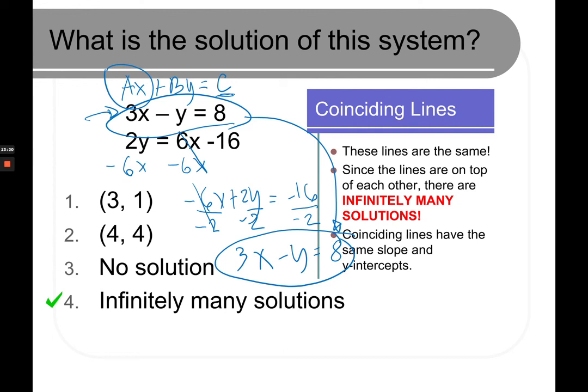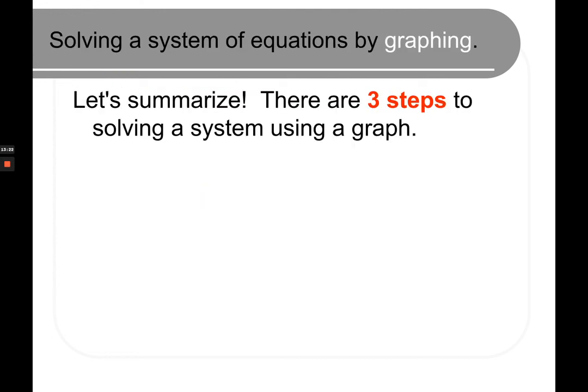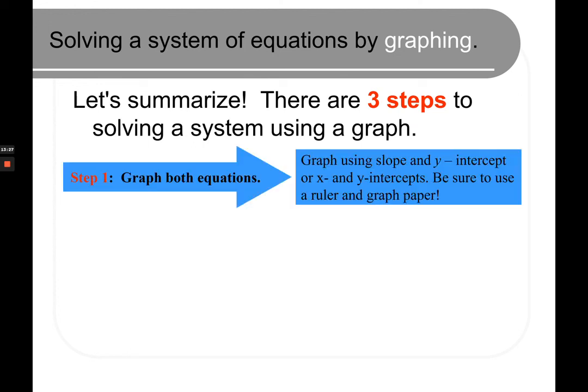And that's it. Okay? Let's summarize. There are 3 steps to solve a system using graphing method. First, graph both equations. Graph using slope and y-intercepts. Or, remember, graphing using slope, which is your triangle method, and then y-intercept. The other option, of course, the ones being shown here, the x and y intercepts. See which one works for you and which one is easier. Be sure to use a ruler and graph paper.